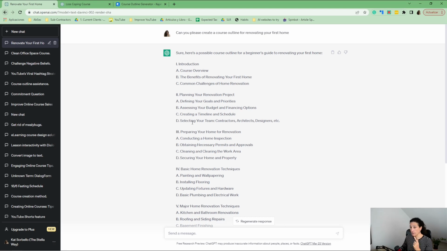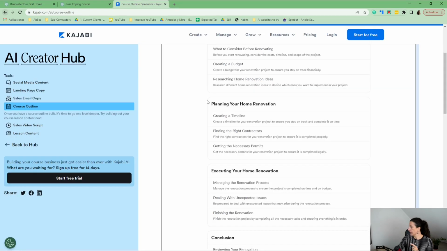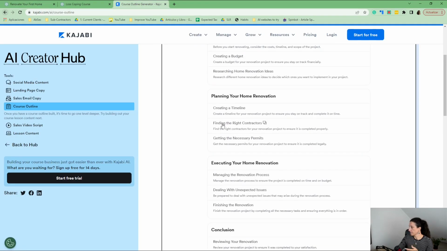However, what I'm finding with both of them is, can you see that we've got this word planning, defining, assessing, creating? And we have the same here, creating, finding, getting, etc. Now, these are written in a continuous tense. So what will you be doing? You'll be getting, finding, creating, etc.